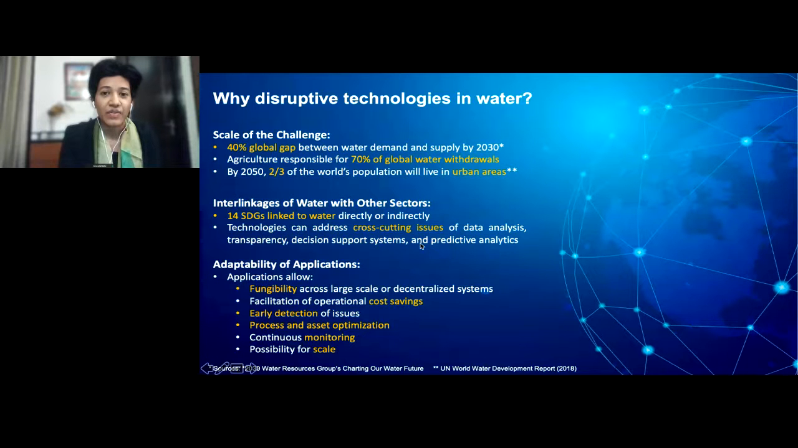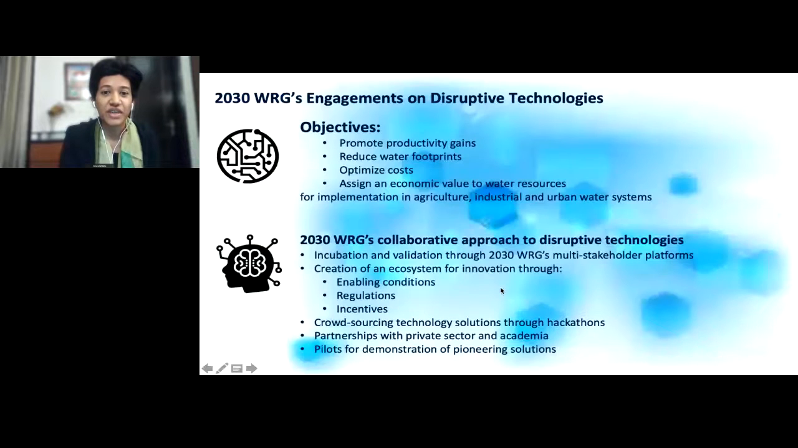So what really motivated 2030 WRG to engage in this space is that we saw that there were a lot of actors who were active in this. But what was missing was really a cohesive framework for action. And we also saw that there were challenges being experienced with respect to procurement, regulation, and financing, and that was hindering the impact and scalability of these solutions.